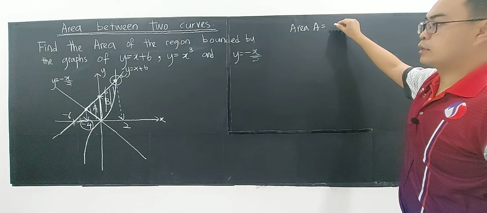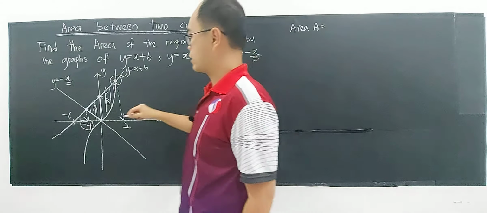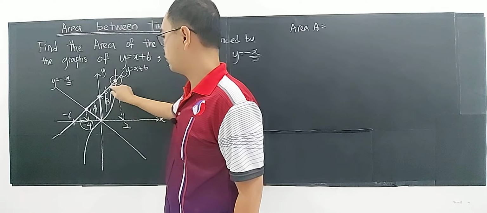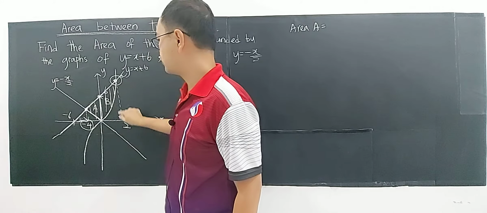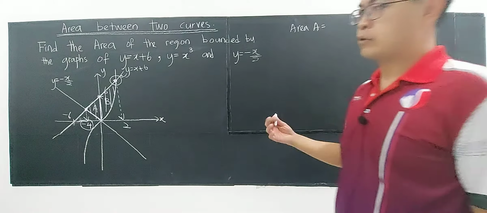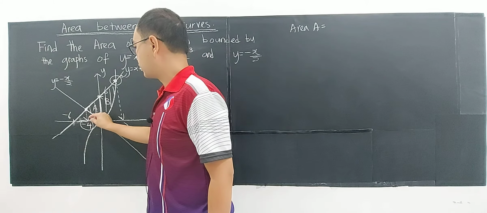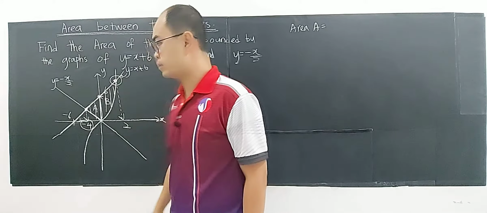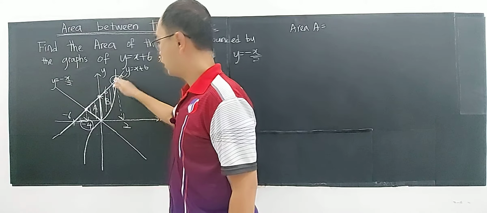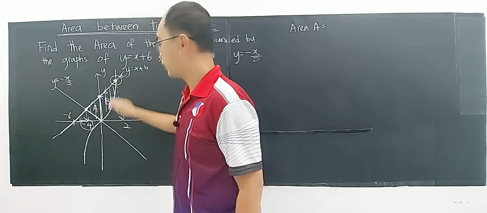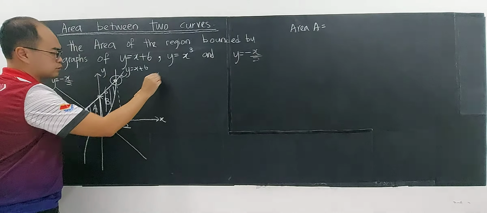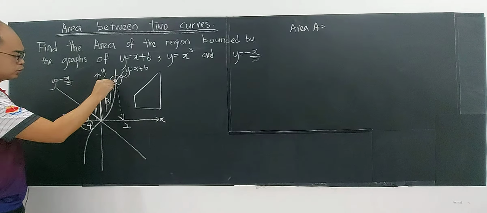Some students look at it this way. They take the trapezium, minus away this triangle and this region here, right? I think you can do it this way because it is easier to calculate. So let's try the one that I said: the trapezium minus away the triangle and the area under the curve here.